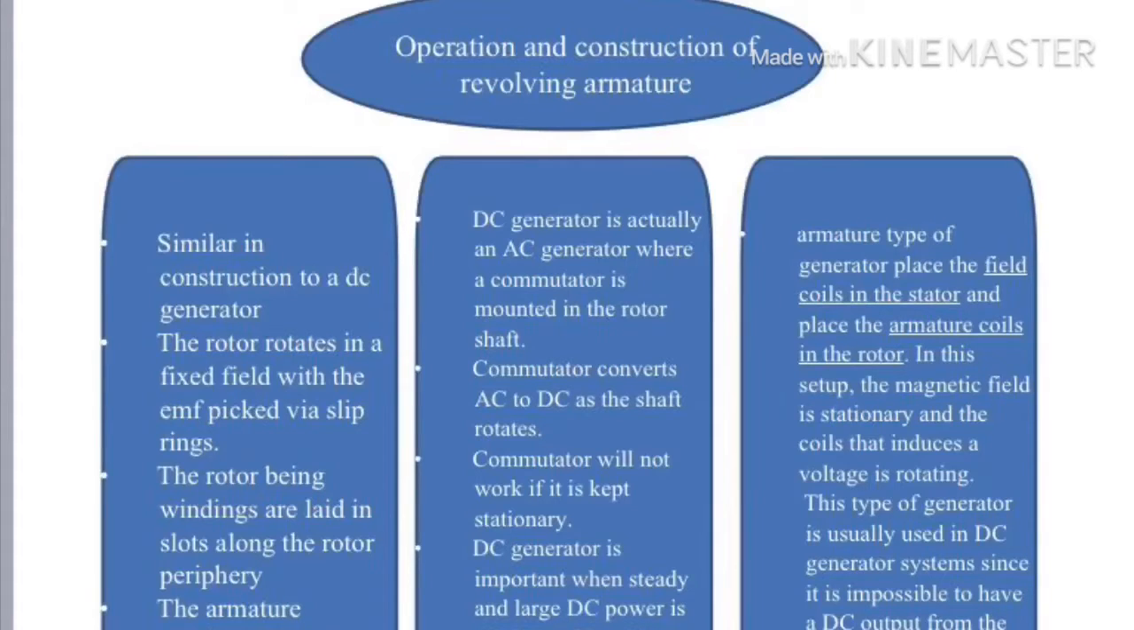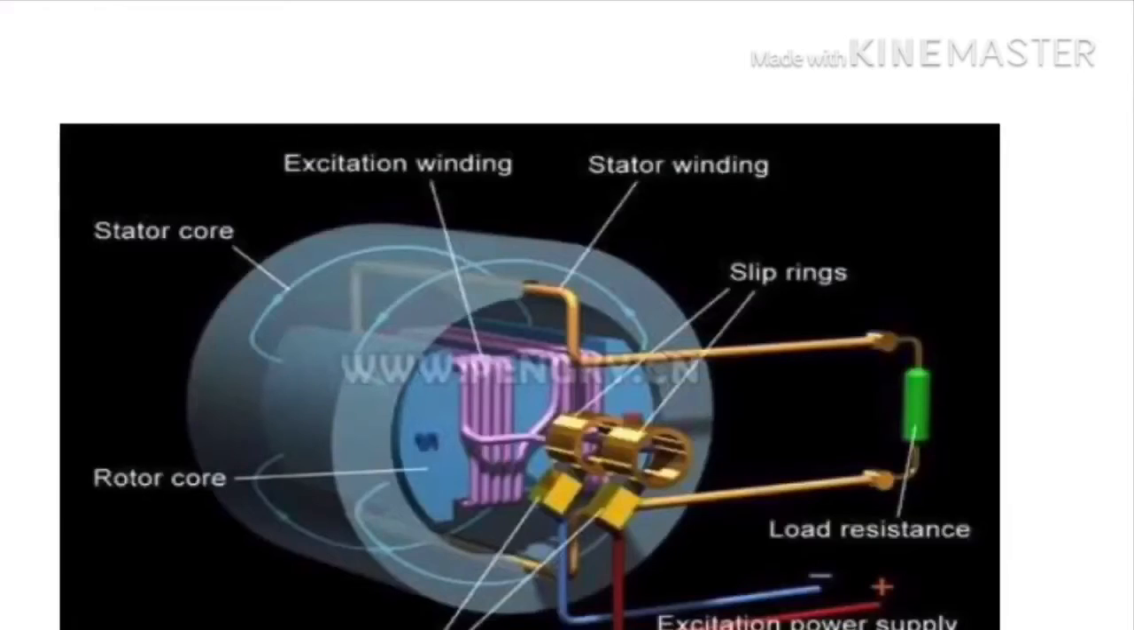Armature type generators place the field coils in the stator and place the armature coils in the rotor. In this setup, the magnetic field is stationary and the coils that induce a voltage are rotating. This type of generator is usually used in DC generator systems, since it is impossible to have a DC output from the stator. So this is a diagram of the operation and construction of the revolving armature.